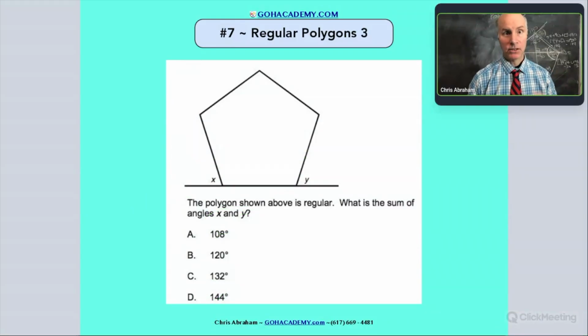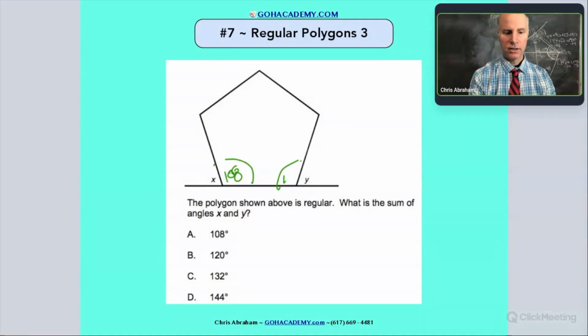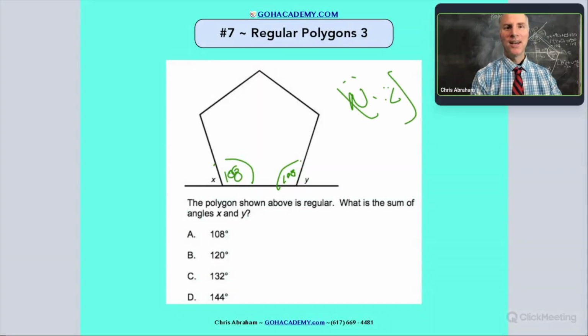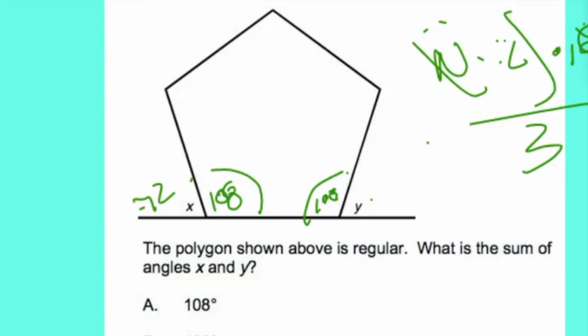Every math problem has a curveball and a shortcut. The shortcut is to remember that these are 108. If you can remember that, then you can solve this much faster, right? Because otherwise you'd be doing n minus 2 times 180 divided by n. But wouldn't it be nicer to just know it's 108? That's the shortcut. And then that helps you get the 72 and the 72.